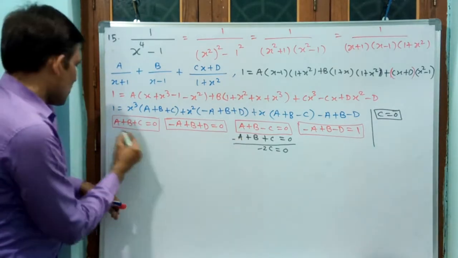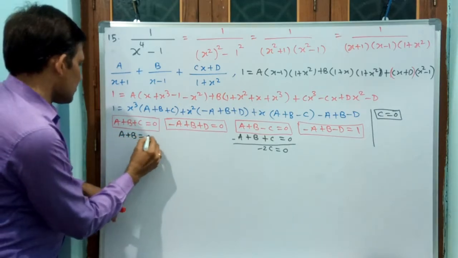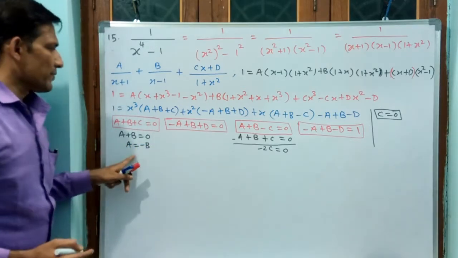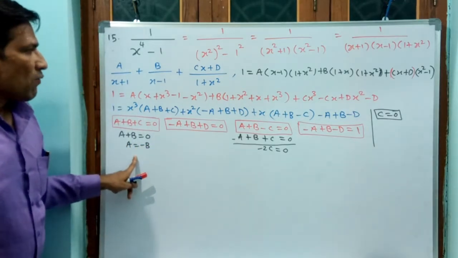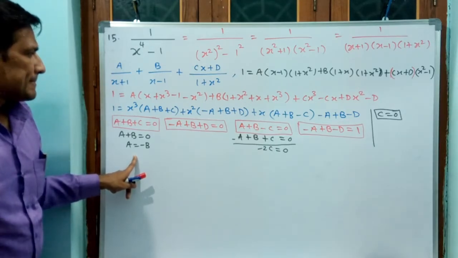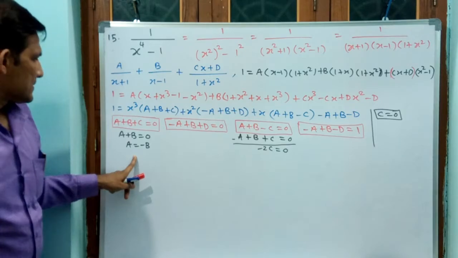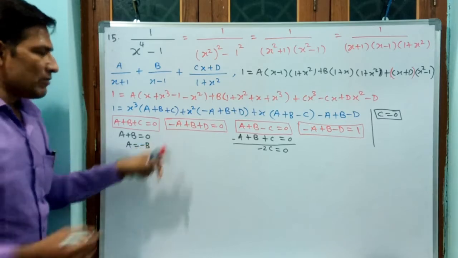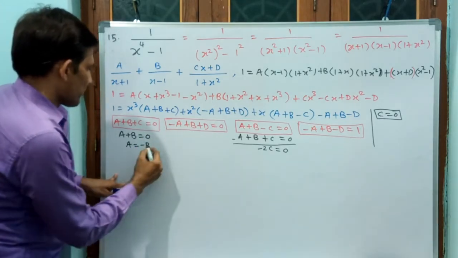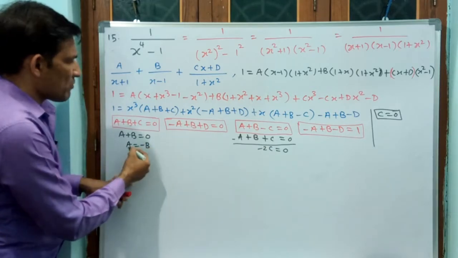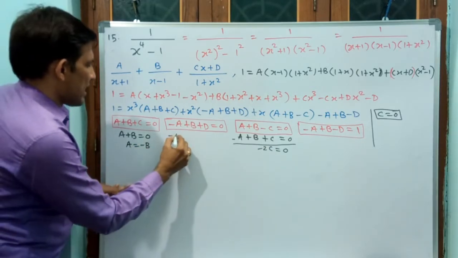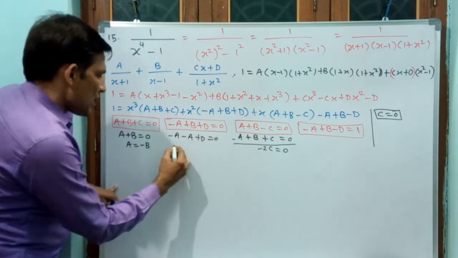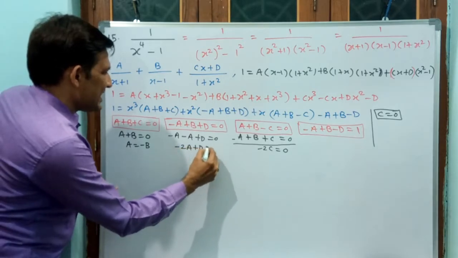If c is 0, automatically a plus b is equal to 0. Why? Because c is 0, that means a is equal to minus b, or b is equal to minus a. Then minus a rather than b, again I am writing minus a plus d is equal to 0. Or else minus 2a plus d is equal to 0.